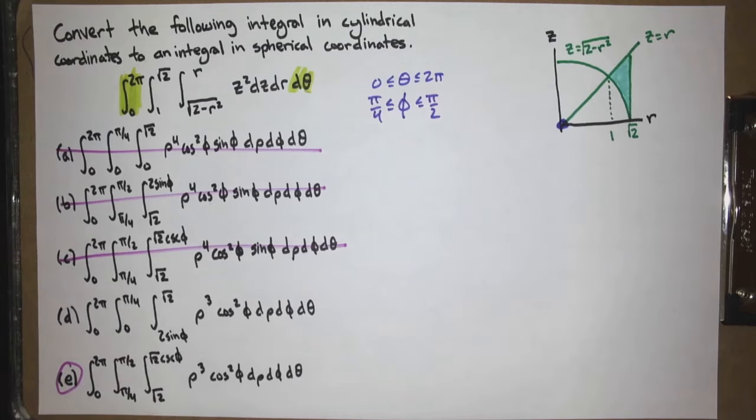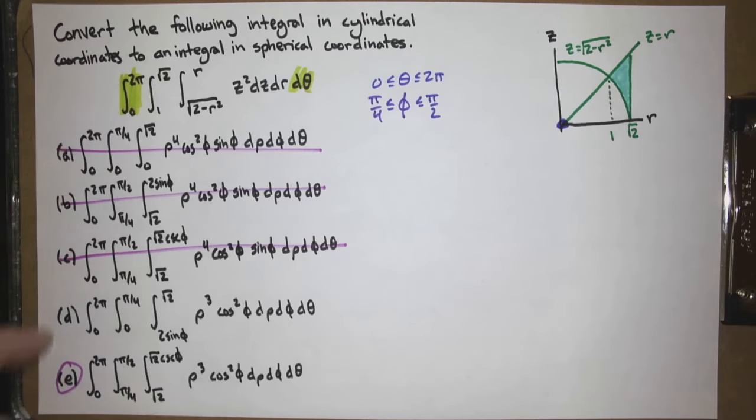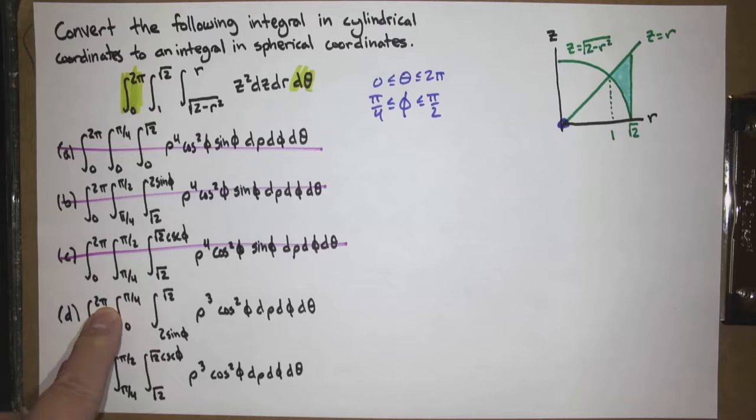Okay, now that does knock some things out. For example, this one, 0 to pi over 4, is out. That also knocks out D. That's why, of course, nobody guessed D. It's obviously not right.